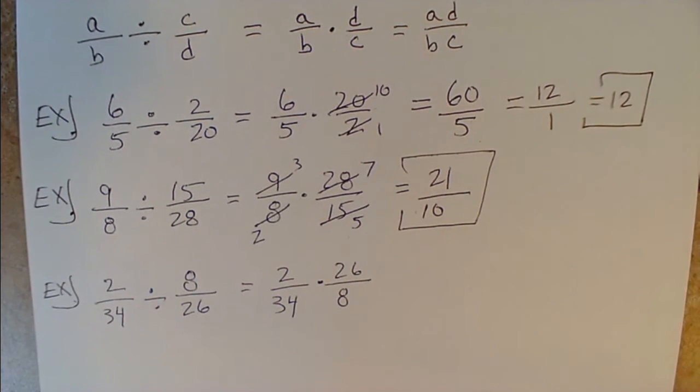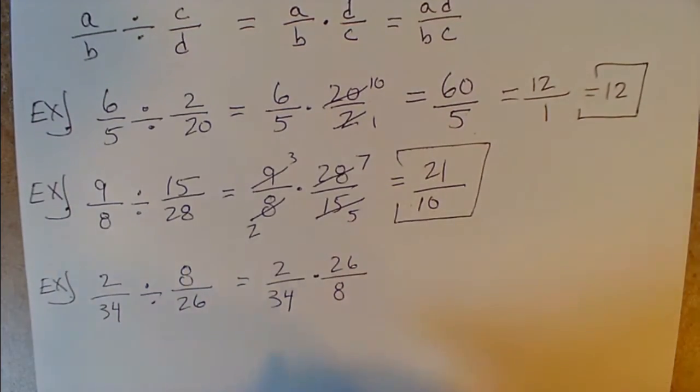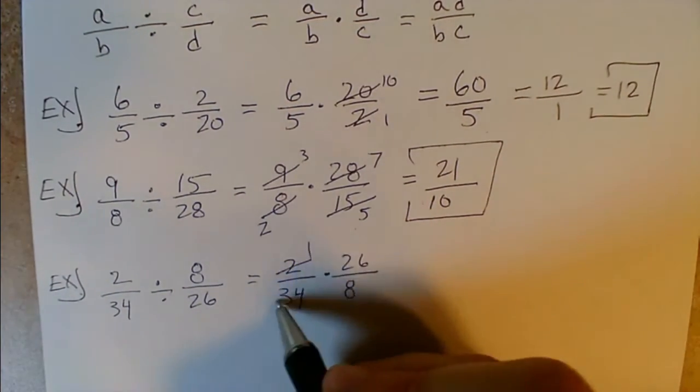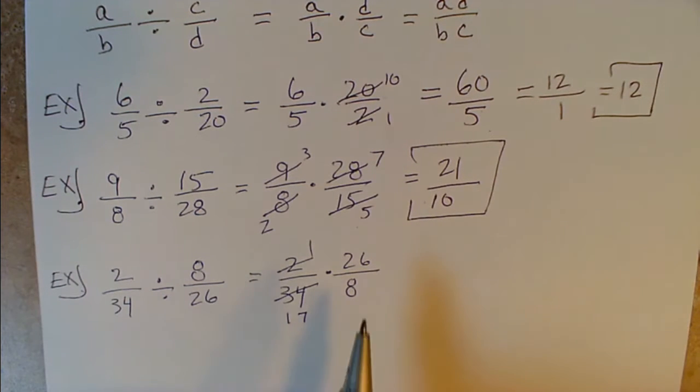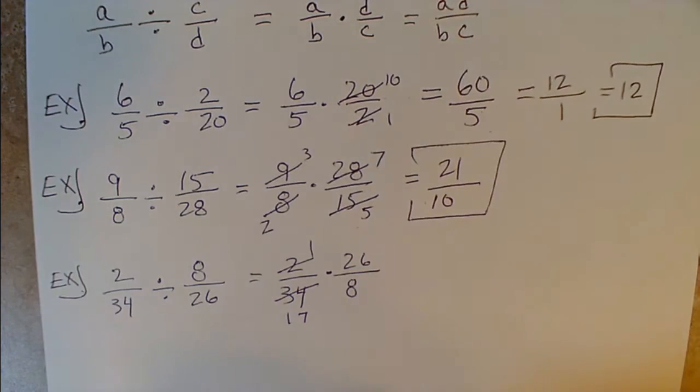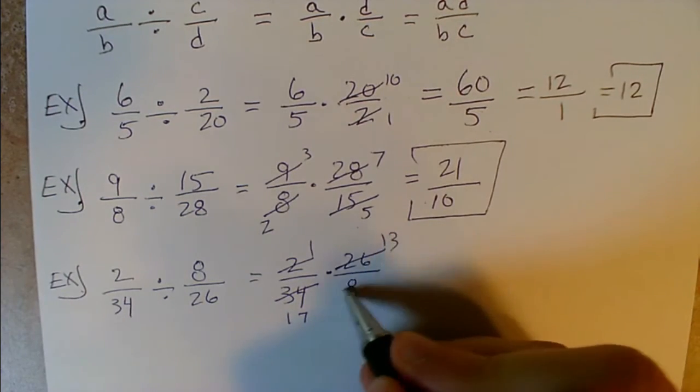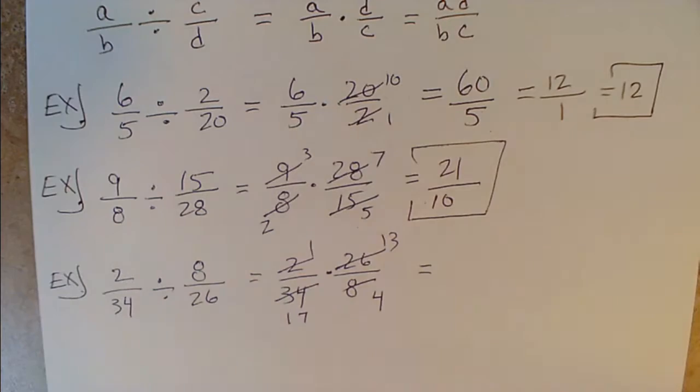like so. Now, 2 and 34 have common factors of 2, so that's a 1 right there, that's a 17 right there. Let's see, 26 and 8 both have common factors of 2. I could cancel those right now if I wanted to, like so. And that's pretty much it.